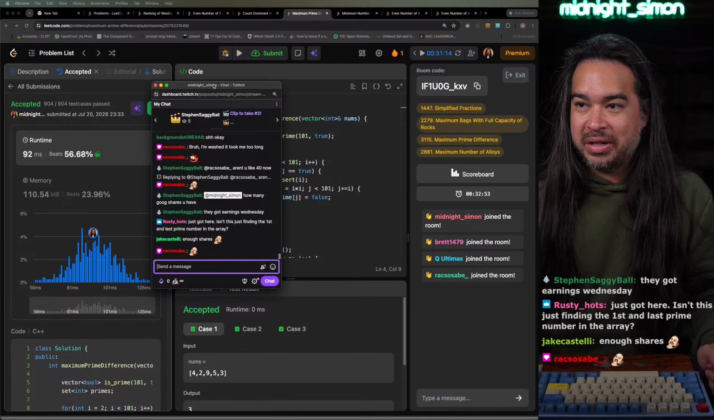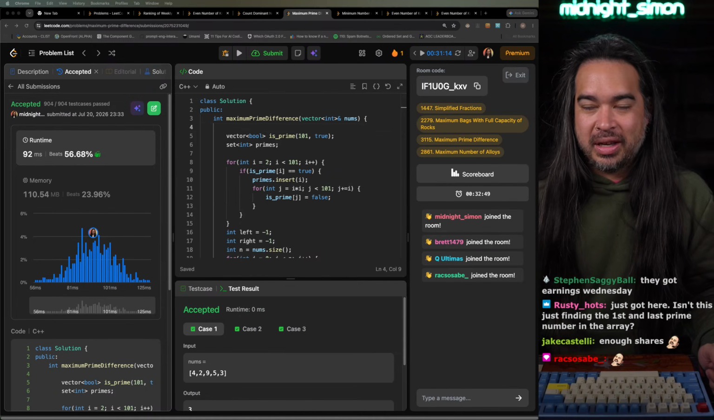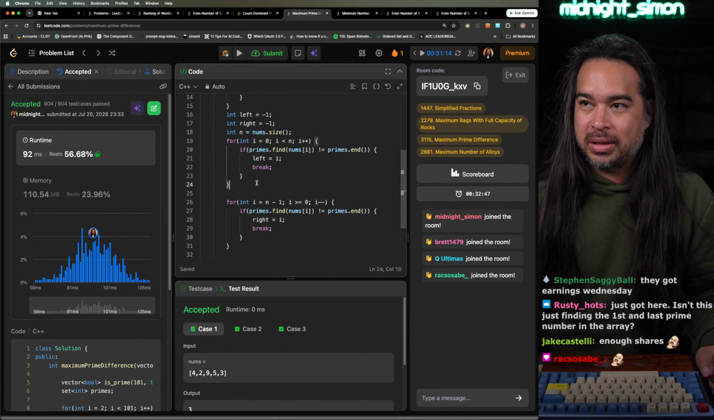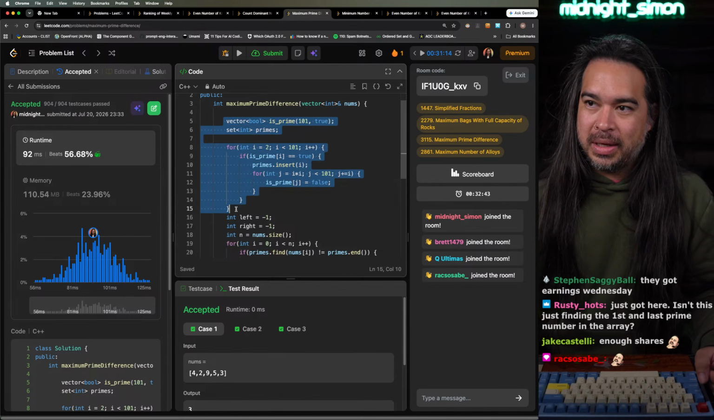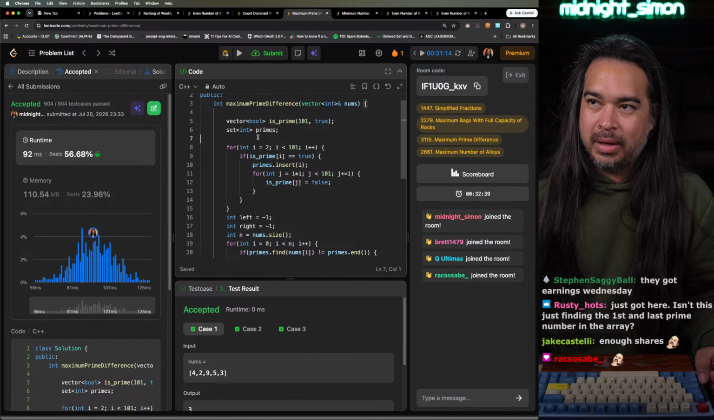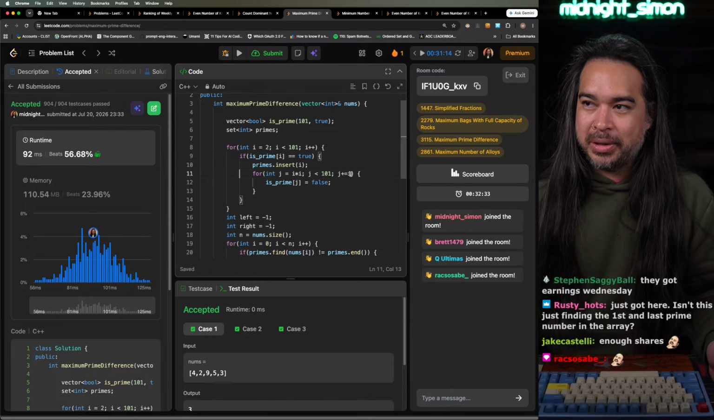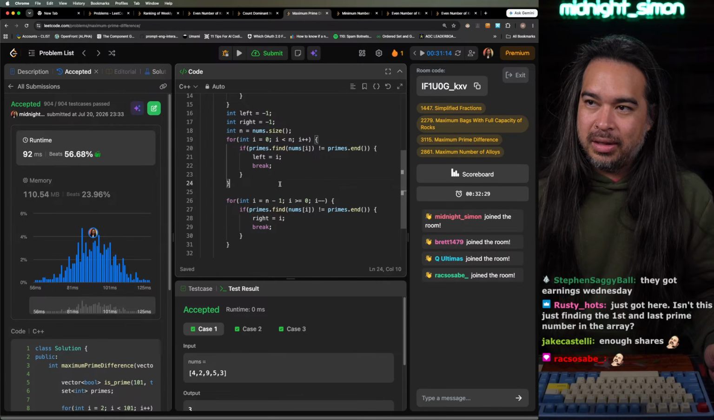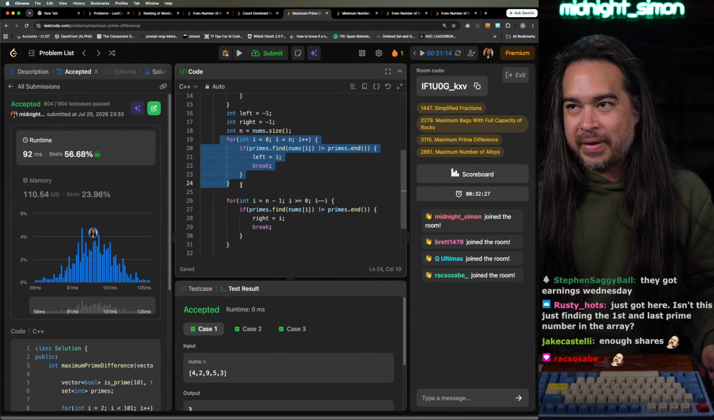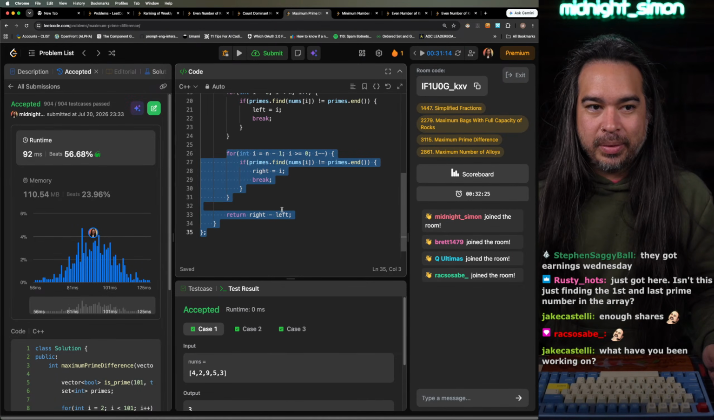Rusty Hots, what's poppin'? Just got here. Isn't this just finding the first and last prime number in the array? Yes, that is what I did. So, well, first I made a list of the prime numbers possible. And I did this to practice my sieve. And then, good thing I practiced it because I made some silly mistakes. And then I'm just going in and find the left one and the right one.